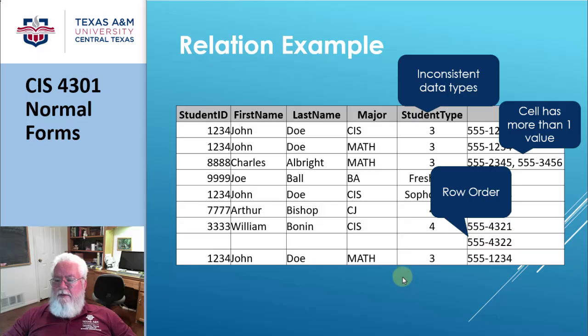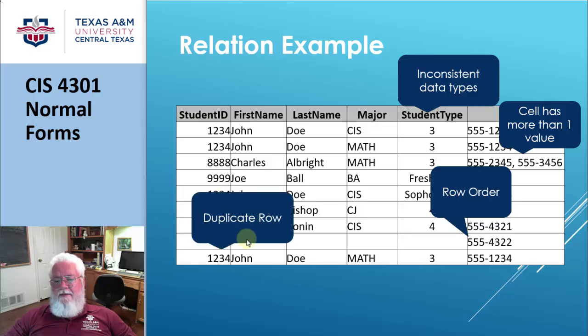How about row order? I told you that the rows can't be in a particular order, so William Bonin has 2 phone numbers, and they just wrote the second one underneath. But there's no guarantee that this row is always going to be immediately after that row, so that's not going to work. And then lastly, I actually have a duplicate. I got John Doe Math and John Doe Math down here, so I actually have a duplicate.